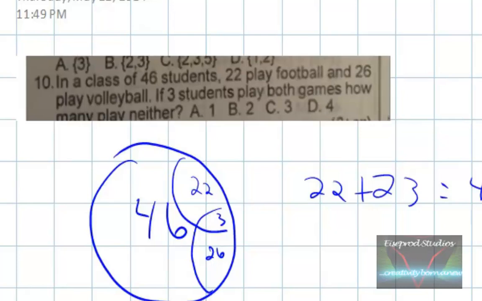Alrighty, so for question 10, it says in a class of 46 students, 22 play football and 26 play volleyball. If 3 students play both games, how many play neither? So I'll do a little diagram. It's not like the best one, but it might get the job done. So the whole class consists of 46 students. This is obviously not drawn to scale because 22 would be closer to half, but 22 of them are in football and 26 of them are in volleyball, and 3 of them overlap.